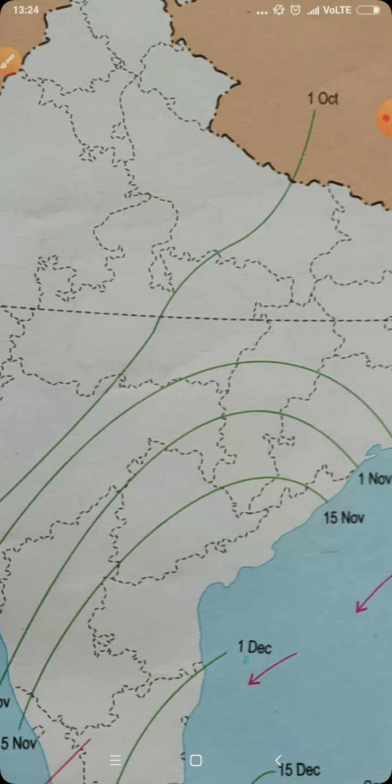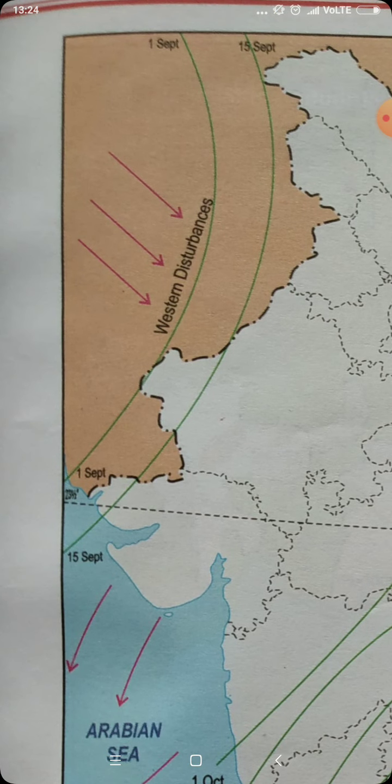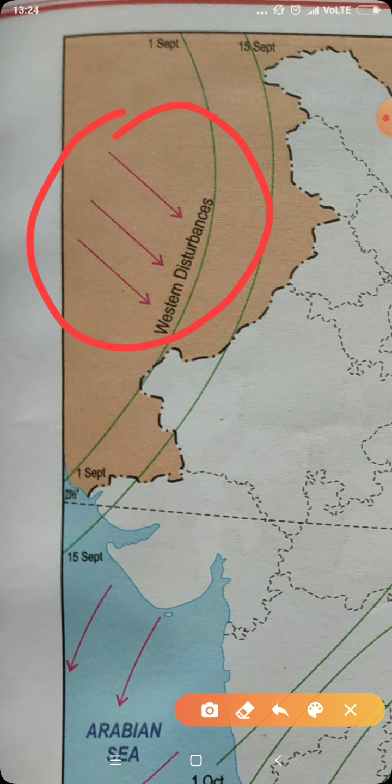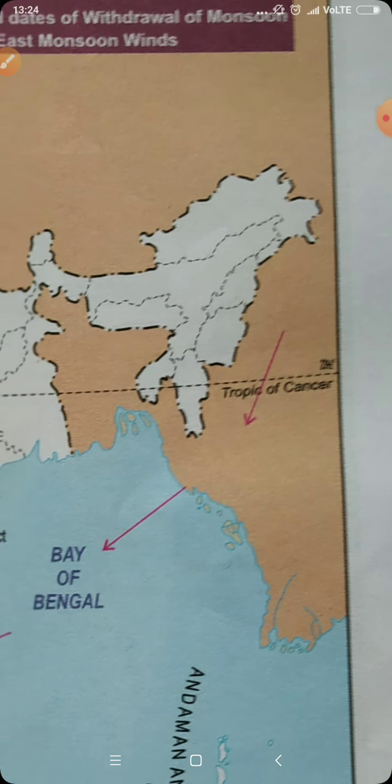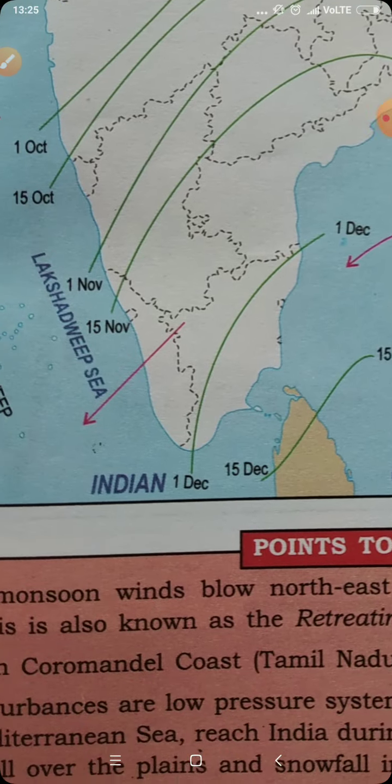Coming to the next map, now we have the northeast monsoon. Northeast monsoon direction. You see the arrows, how the arrows are shown here. So these arrows must be shown clearly and neatly. They are coming from western disturbances. Then we have other direction arrows. You see how these arrows are coming back after going from here, then they are coming to this point.